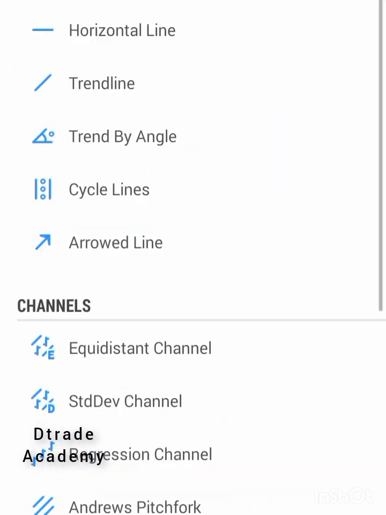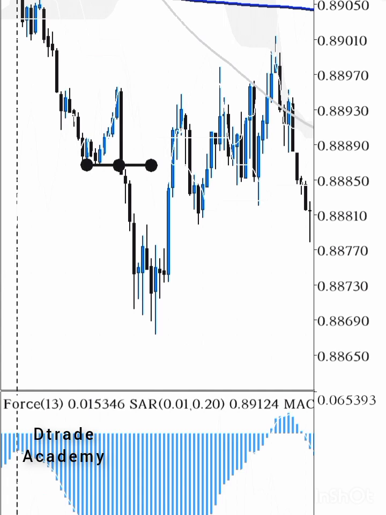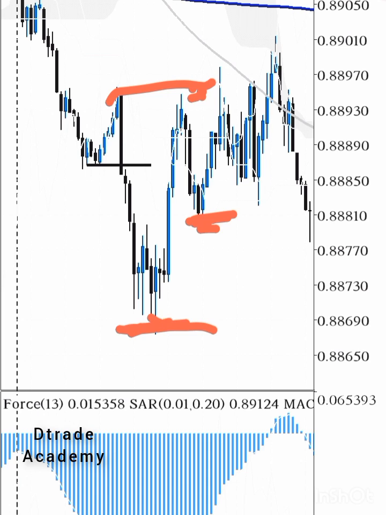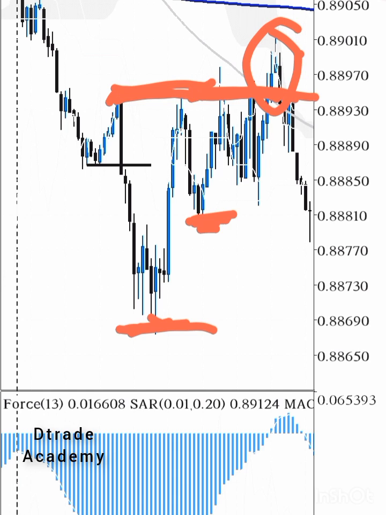USD CHF breaking structure to the downside, leaving us with a supply zone above here. Now what do we expect? We expect the supply zone to come and break this low. But what happened? The supply zone couldn't break the low. Instead it gave us a little push to the upside, and here we had a break above. So that means this supply zone has been invalidated.